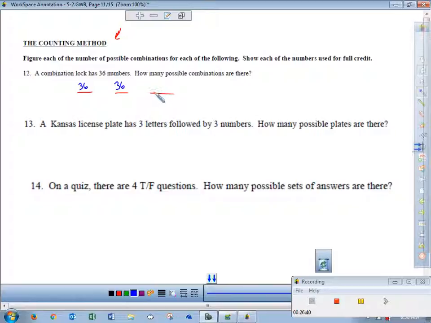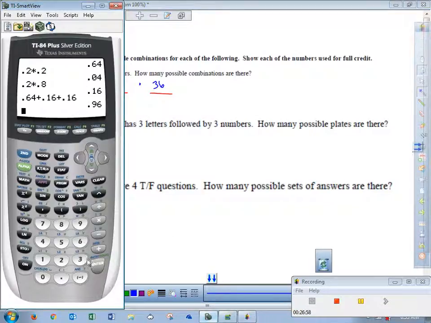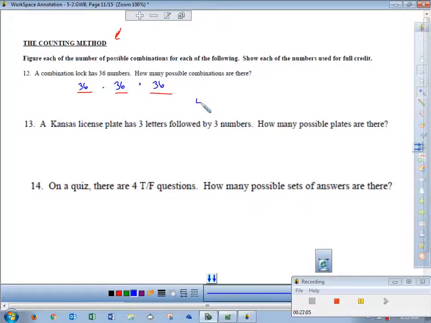And how many combinations for the third one? Well, you've got 36 possibilities. And what we're going to do with these blanks is we're always going to multiply them together. So that's 36 times itself 3 times in a row, or 36 to the third power. 46,656. So as you can see, that's a lot of different combinations. If you had to sit there and go through every single possible combination, trying to break that lock, you would try 46,656 to exhaust all possibilities.